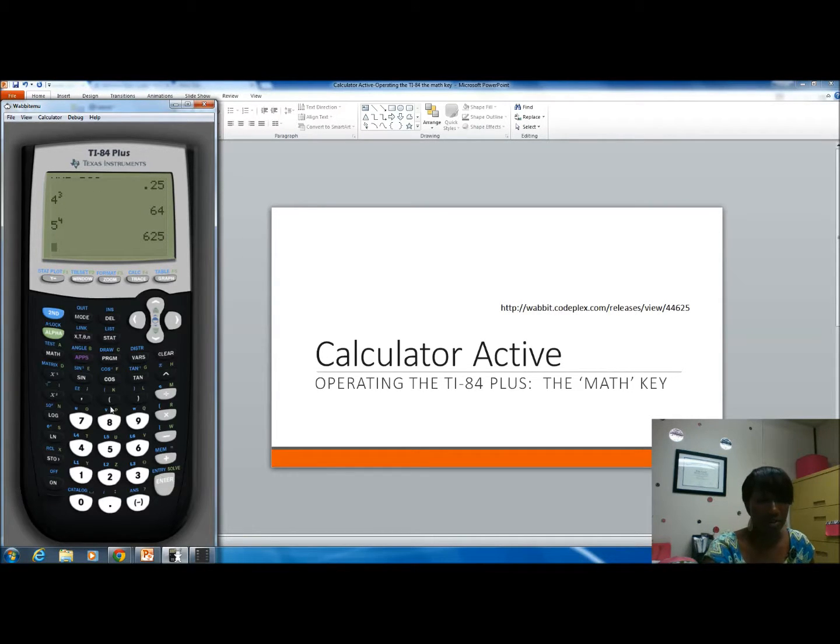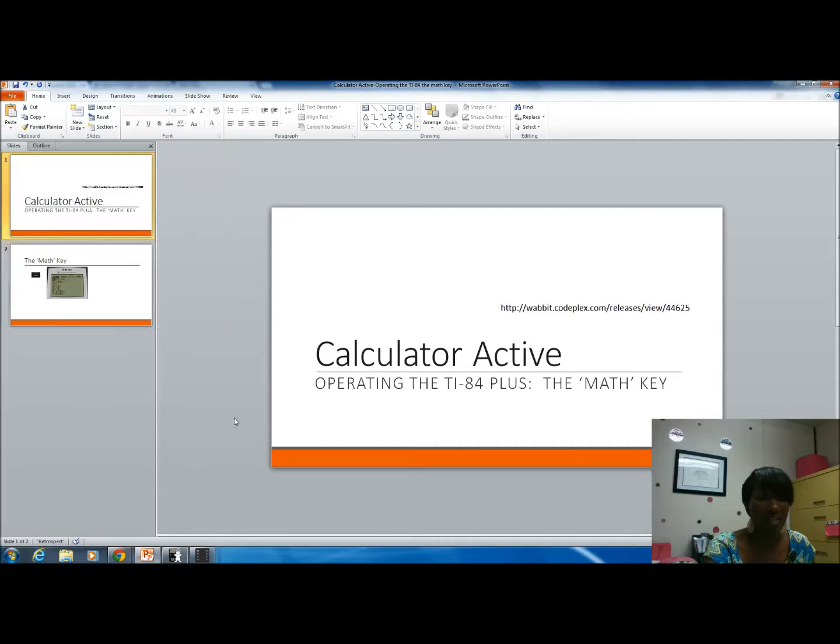While we're doing the exponents, let me also show you that the squared key is on the left-hand side of your calculator here. So let's say we want to raise 6 to the second. I'm going to type my base of 6, hit the X to the second key, and then press enter. Okay, right.